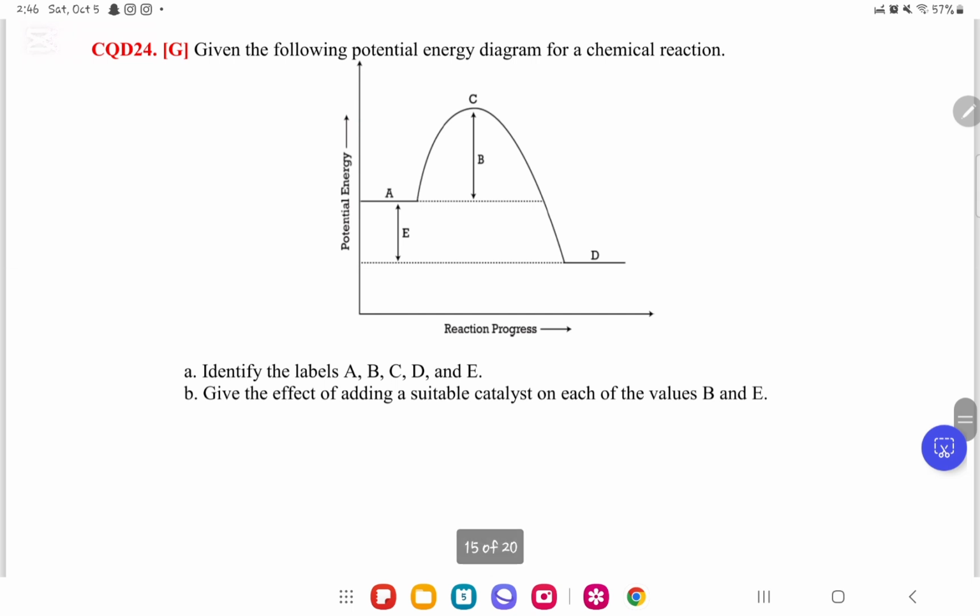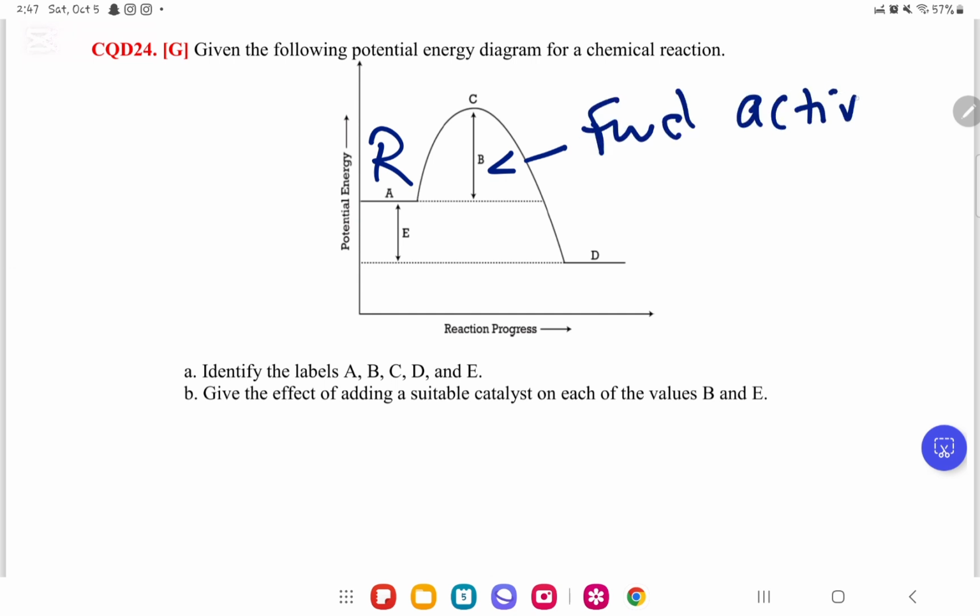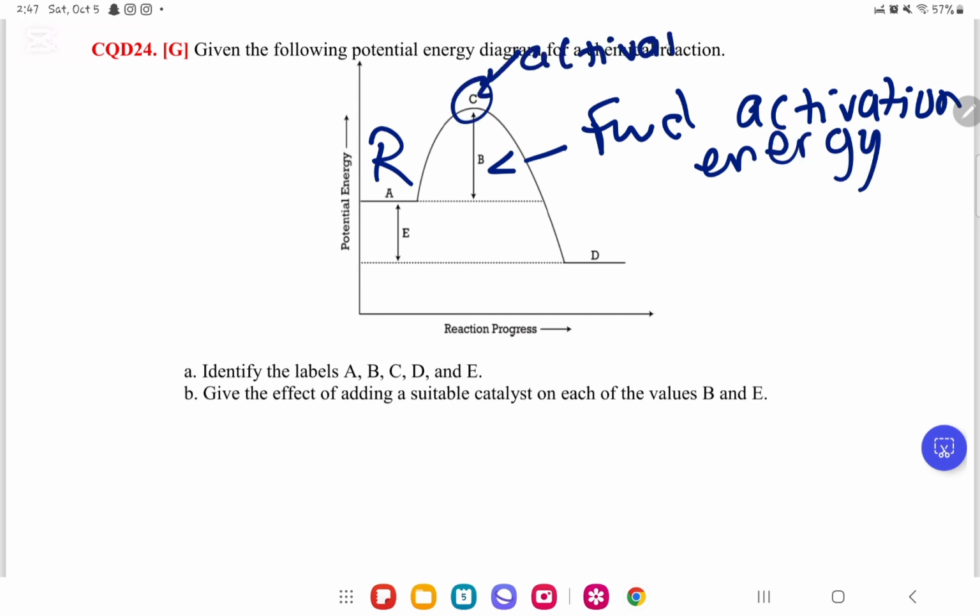Now CQD number 24. So CQD number 24, identify labels A, B, C, D, and E. A is the reactants, B is the activation energy, the forward activation energy. C is the activated complex.